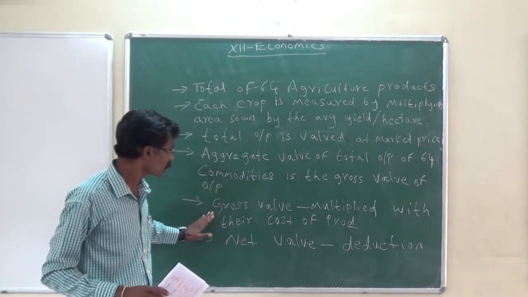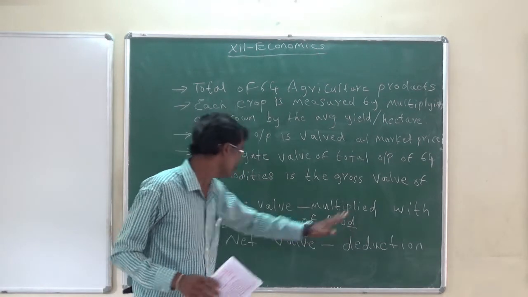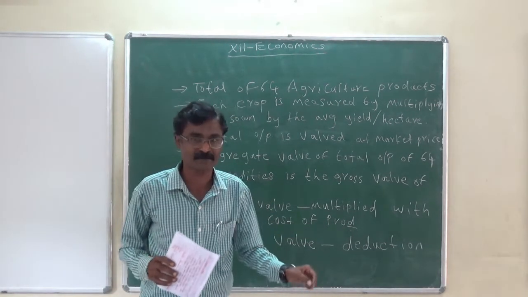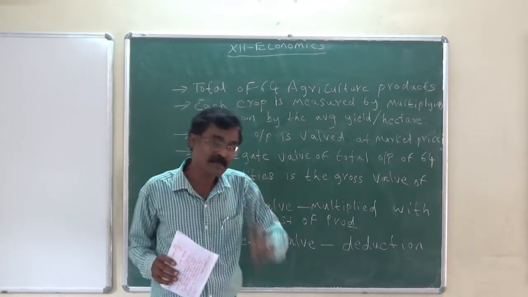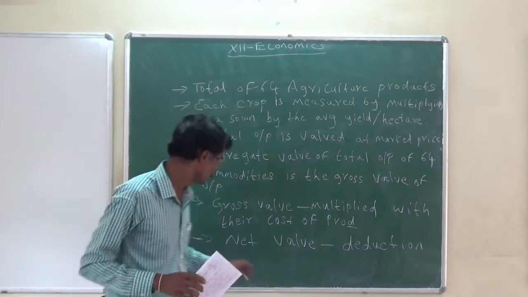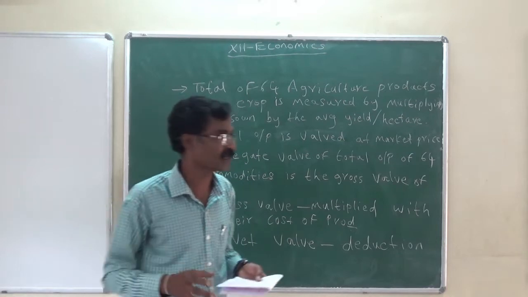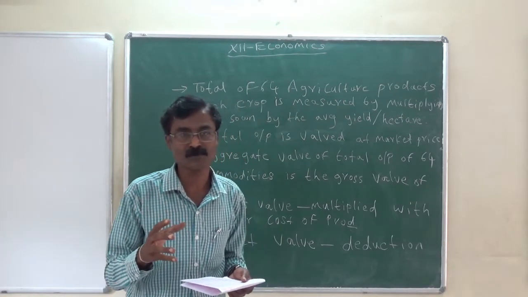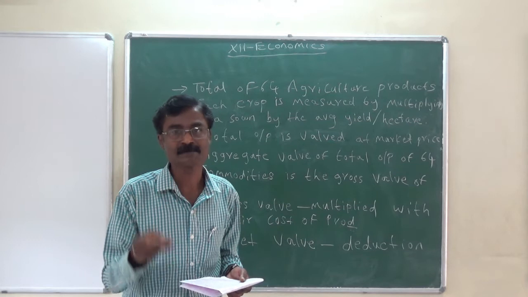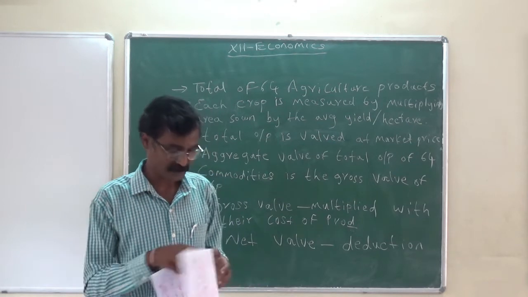Now in that, gross value is always multiplied with their cost of production, and for net value there is always a deduction. Like I told you yesterday, there would be deduction in terms of what? Repair and machinery, depreciation, etc.